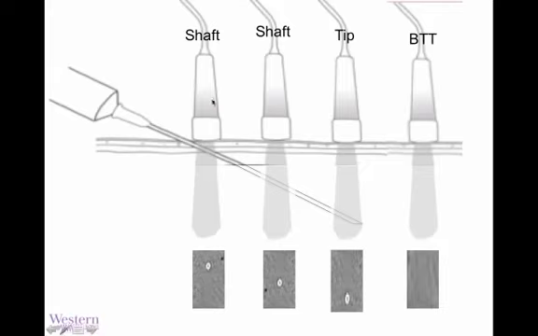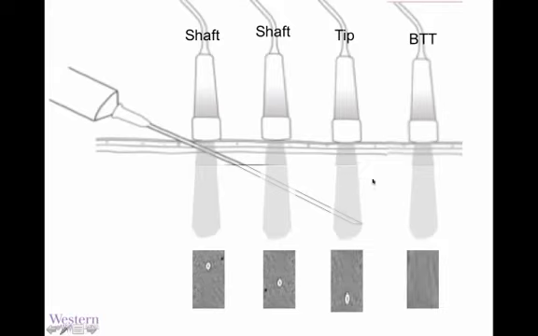So you can see that as you image through here, this is the shaft, this is the shaft, this is the tip, and this is the BTT point, or the beyond the tip point. And the only way you can know that, of course, is to actually go beyond the tip such that you no longer see any metal or any hyperechoic spot on the screen. And then the first hyperechoic spot you see as you come back towards your needle will then be the tip.